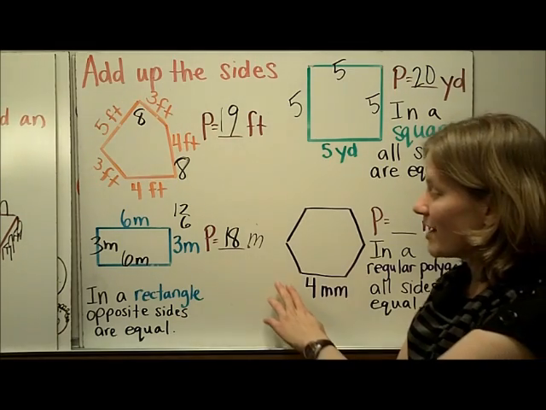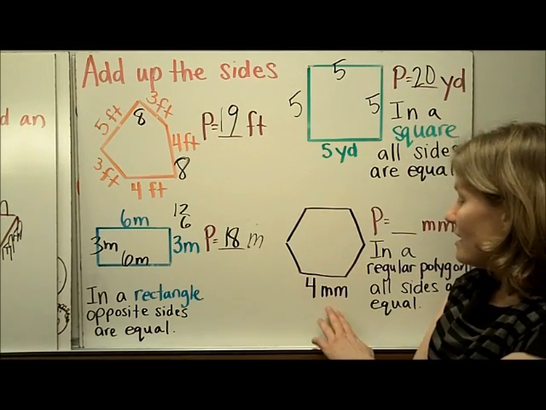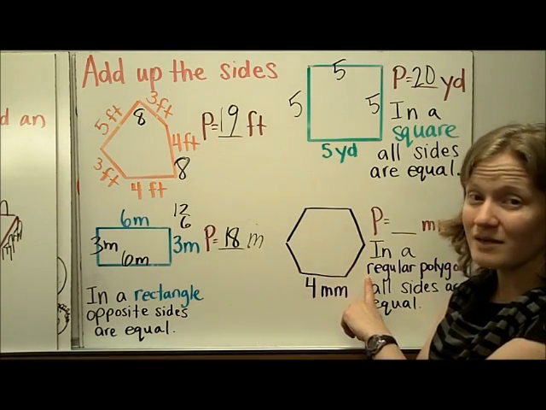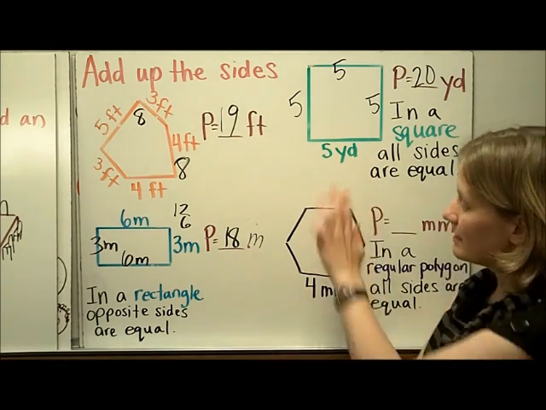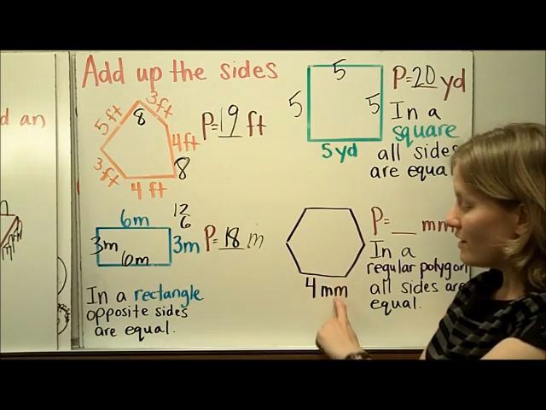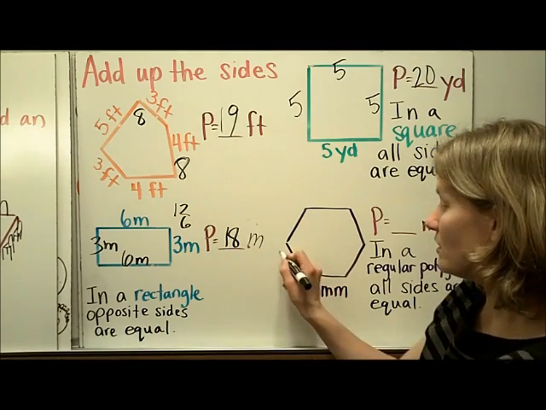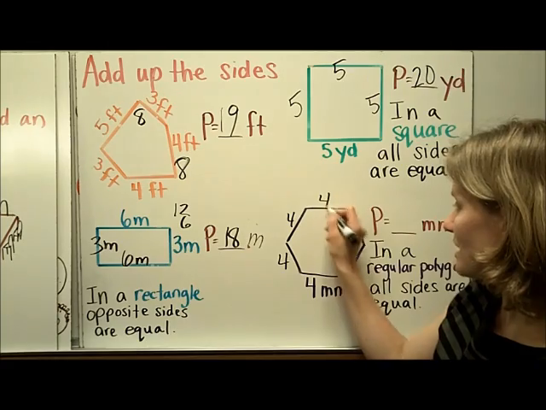And finally, you might see another polygon. And if you are told that your polygon is a regular polygon, that just means that all sides are equal, like in the square. So if you are given one side and told that it's regular, you can know that all the lengths are the same.